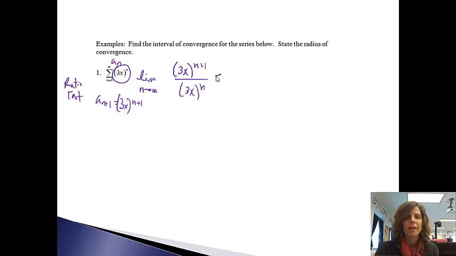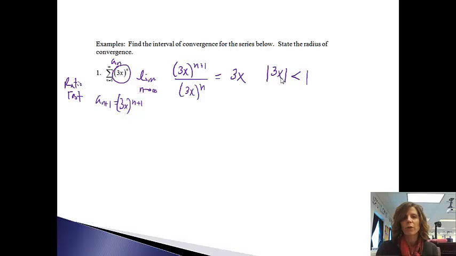If I do that, you'll notice that I end up just getting 3x. Then if I let n approach infinity, there's no n in the problem to approach infinity, so my answer is going to be 3x. According to the ratio test, I know that this answer has to be less than 1. Since we're not positive that this is a positive series, we are going to take the absolute value of that. So the absolute value of 3x has to be less than 1 in order for the ratio test to show that there is convergence.